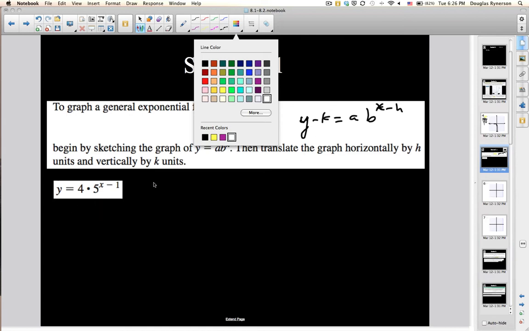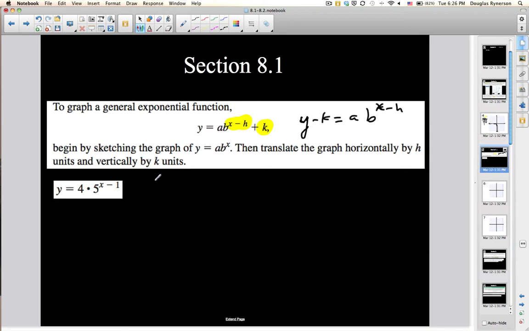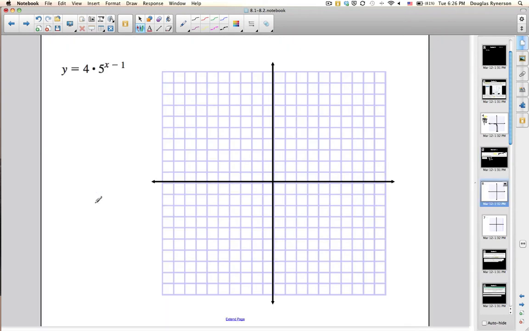So the first thing I would want to do is figure out what h and k are. You'll see that h here is being subtracted from x, h is 1. And k, there's nothing being added on or subtracted over here. There's nothing paired up with y over there. K is 0. Okay, so I figured out that h is 1 and k is 0. And now I'm going to go ahead and graph this without h and k.